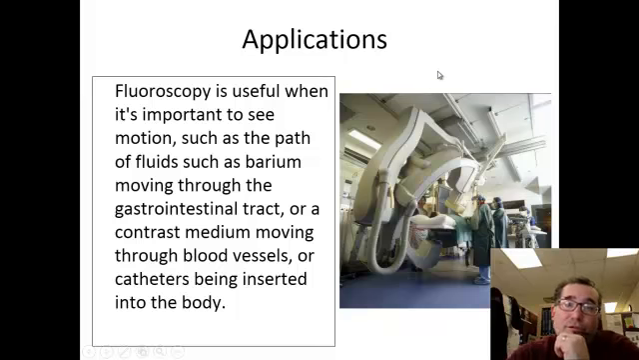So fluoroscopy is really useful if we want to see motion. Right, it's going to follow the path of fluids through barium, but in this example here of a special procedure, generally we're not putting barium into a patient, but we're putting some type of contrast media in via an injection, either by a machine or potentially by hand into a catheter, so that we can investigate the blood vessels.